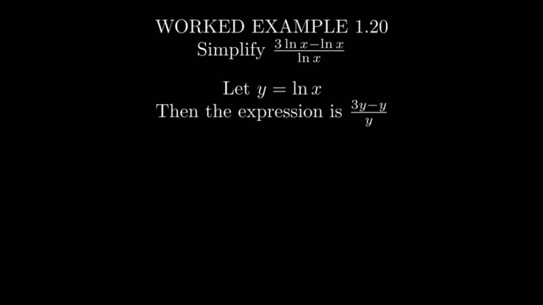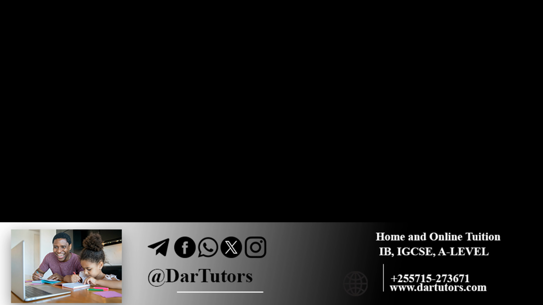Now let's simplify this expression with y. First, we simplify the numerator. 3y minus y is just 2y, so the expression simplifies to 2y divided by y. Now we can cancel the y from the top and bottom, which leaves us with just 2. Since our original expression was equivalent to this one, its value must also be 2.